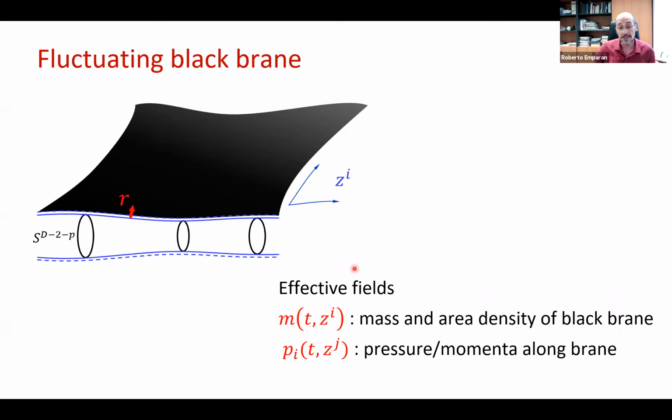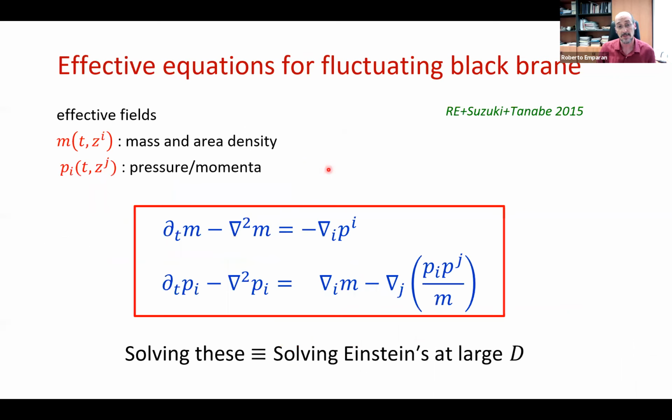What are these effective equations for these fluctuations of the black brane? Well, this is what we worked out in 2015, in terms of these variables. The equations take, I think, a fairly simple form.